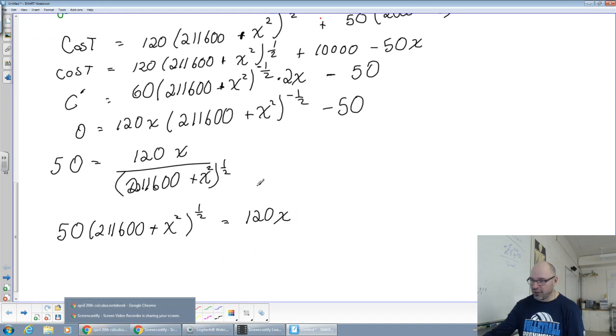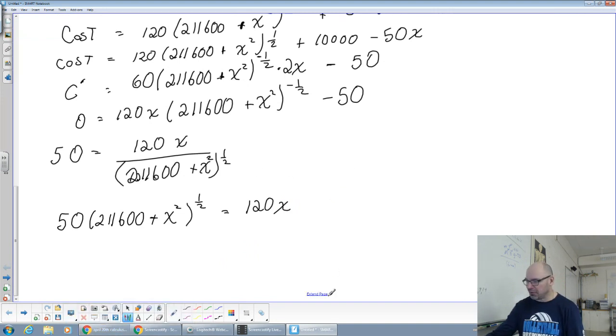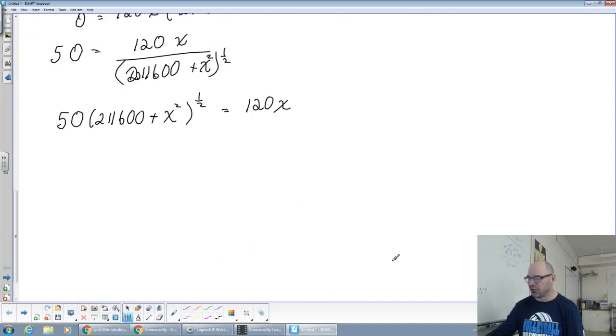Okay, so now we have to do pre-cal 30 stuff. We're going to have to square both sides eventually to get rid of the root sign here. This is a root sign. So now this 50, we can divide both sides by 50 to get rid of the 50 in front of it. So now forget the x squared. 120 divided by 50 is 2.4.